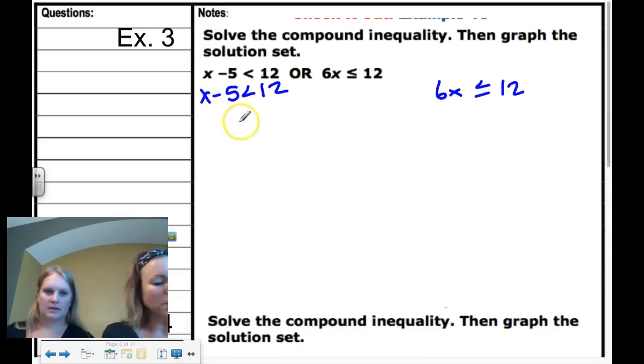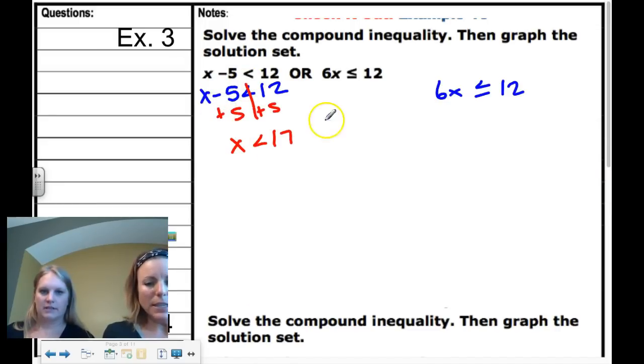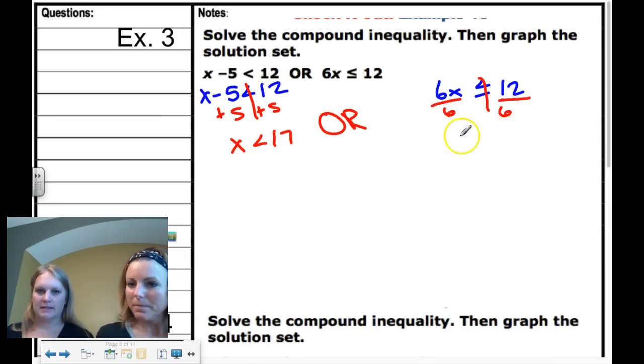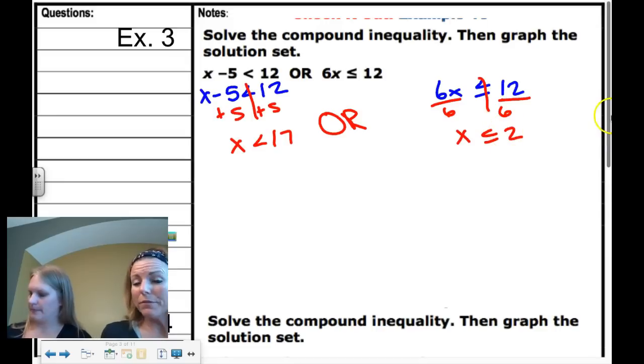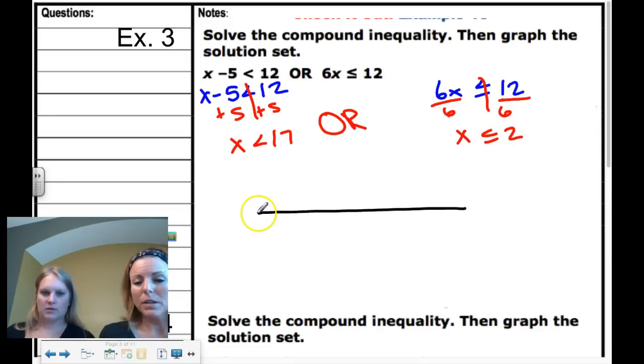Again, let's add 5 to both sides. All right. So you're going to end up with x is less than 17, or divide both sides by 6. And since we're dividing by a positive, the sign stays the same. x is less than or equal to 2. And we graph. So I've got 2 and 17.